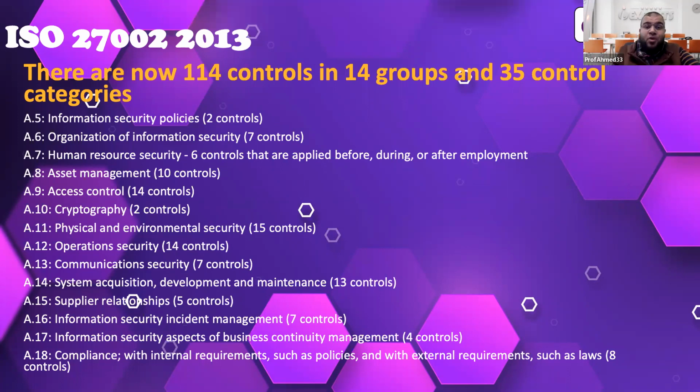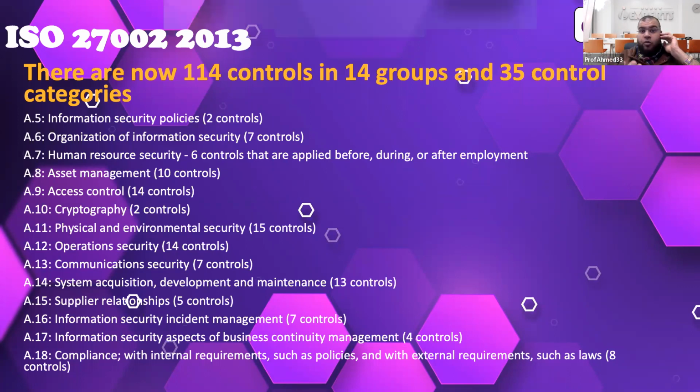Human resources security has 6 controls that help me control the employment process before the employee joins the organization, during the employment, and after the employment. What we have to do after the resignation of one of our employees. So before, during, after: these are the human resources controls, A7. A here stands for Annex, by the way.